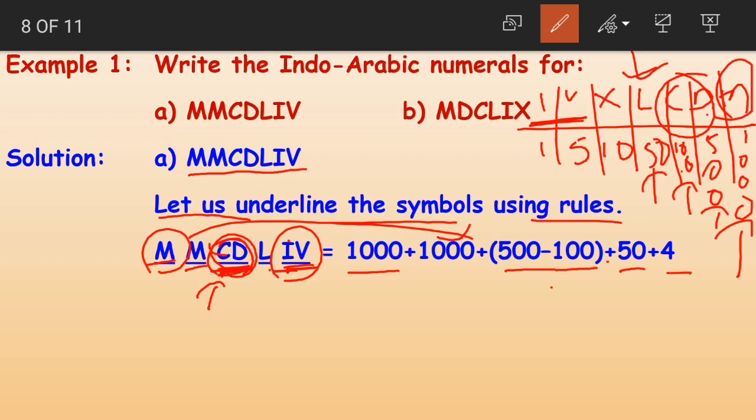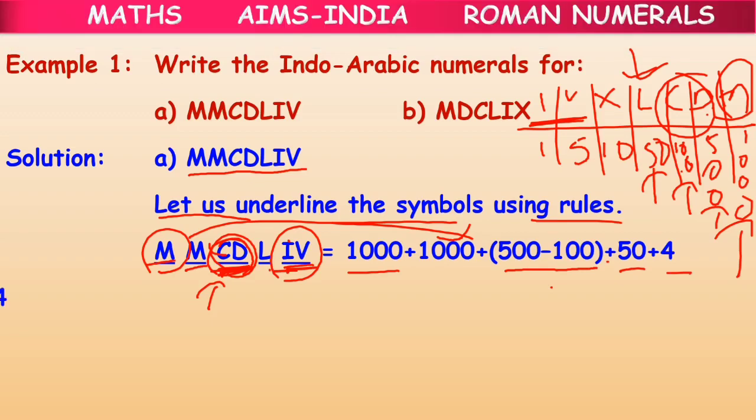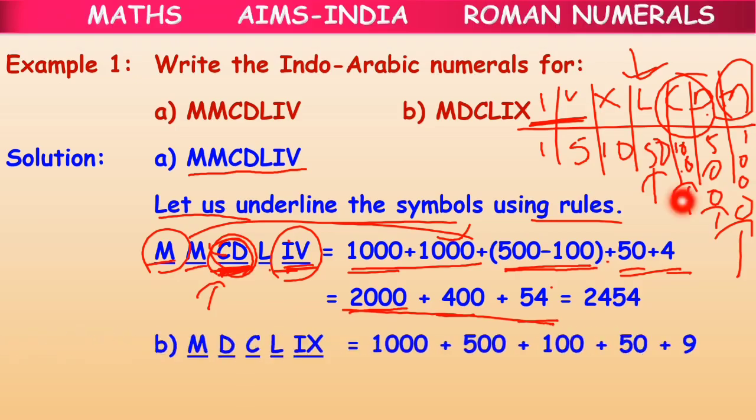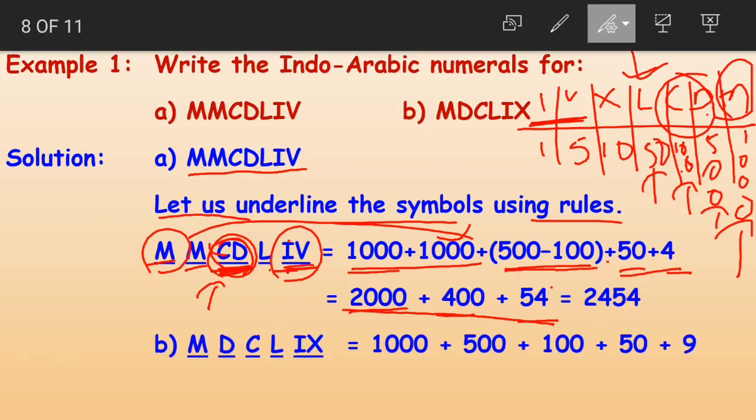IV stands for 4, which is 5 minus 1, 4. Now in the next step, 1000 plus 1000 becomes 2000. 500 minus 100 becomes 400. 50 plus 4 becomes 54. And when we add all these numbers together, we get the answer as 2454. Clear, children? What did we get?